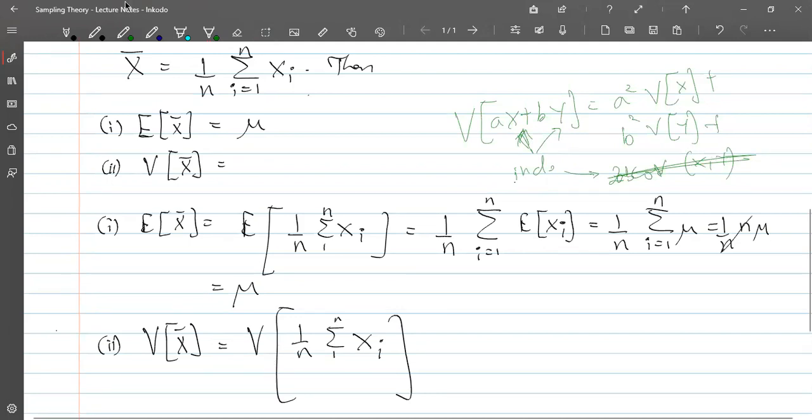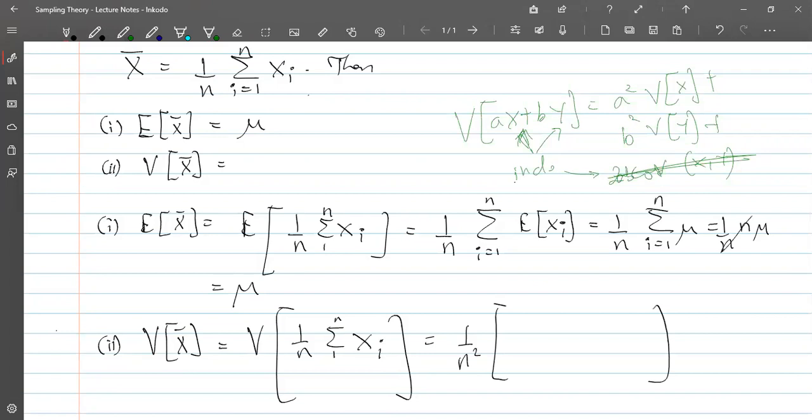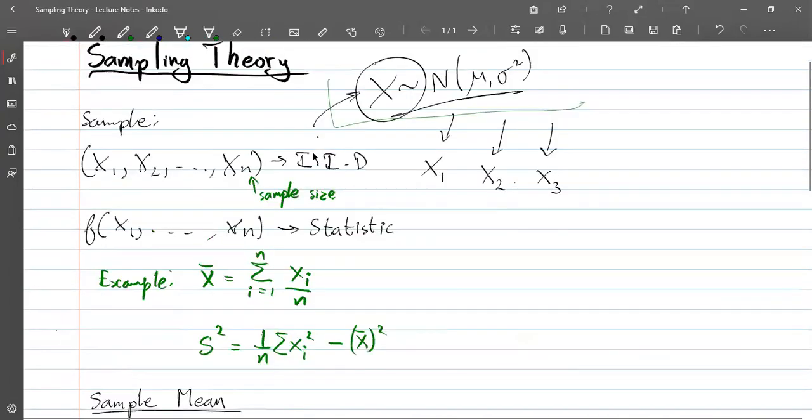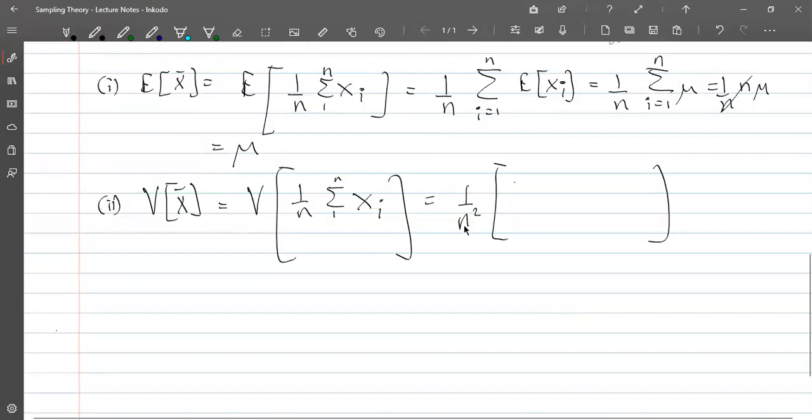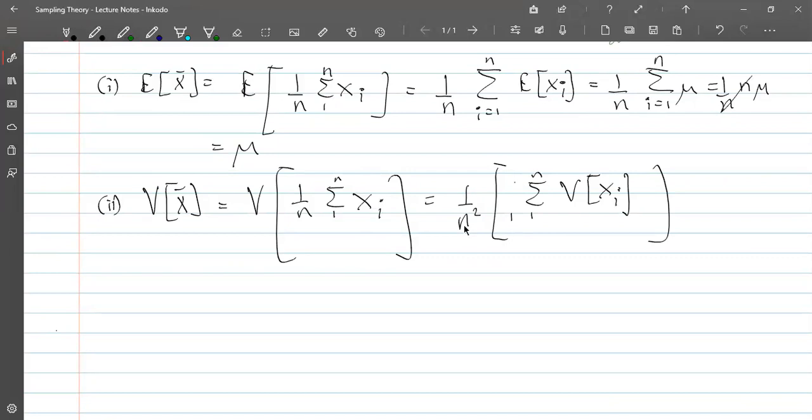Now here you have 1 by n summation of xi. Okay, 1 by n is a constant which I can take out even now before putting that inside the summation. So when the constant comes out, it becomes a square, so 1 by n square. Now variance of summation of xi. Again, remember, a sample is defined as an independent, identically distributed collection of random variables. So that allows us to write this as summation of variance of xi. Okay.